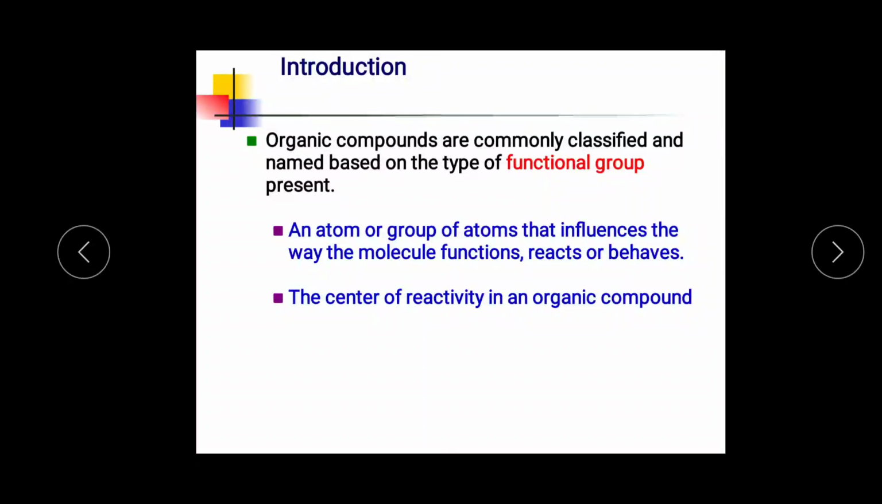Organic compounds are commonly classified and named based on the type of the functional group present. When we say functional group, it is an atom or group of atoms that influences the way the molecule functions, reacts, or behaves. It is the center of reactivity in an organic compound.